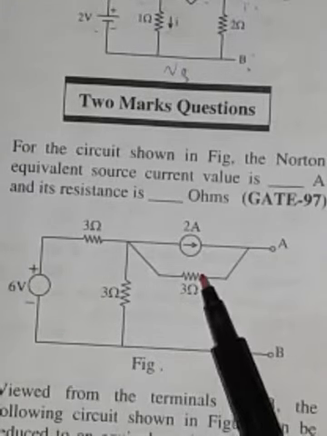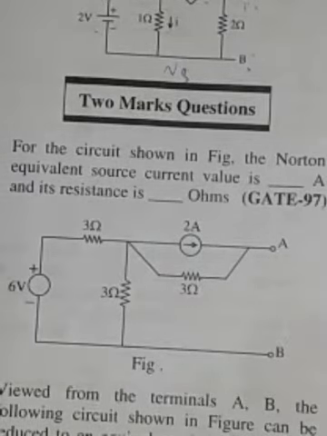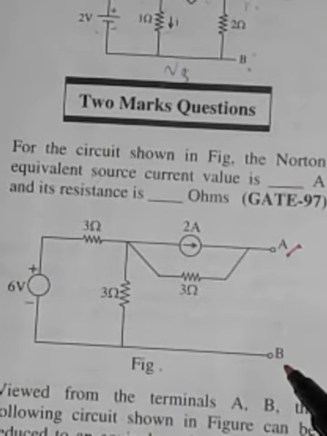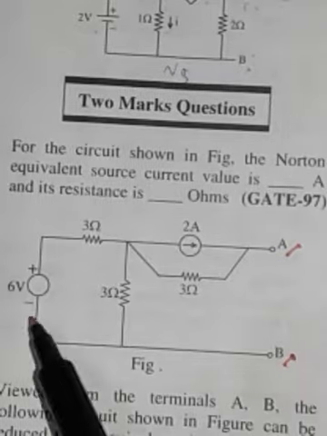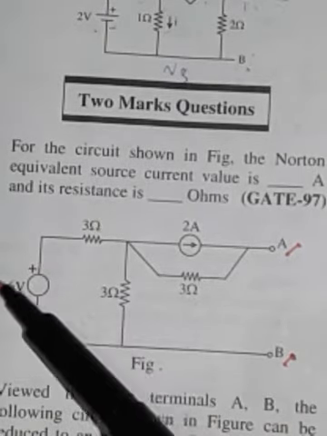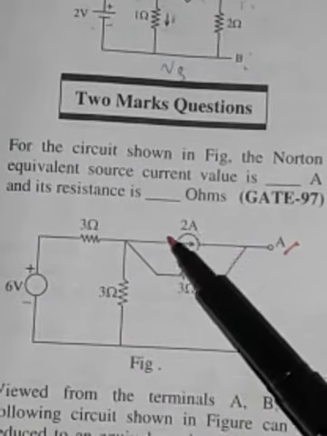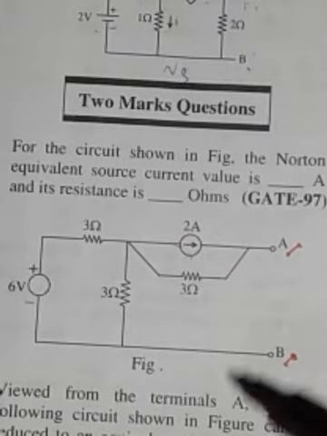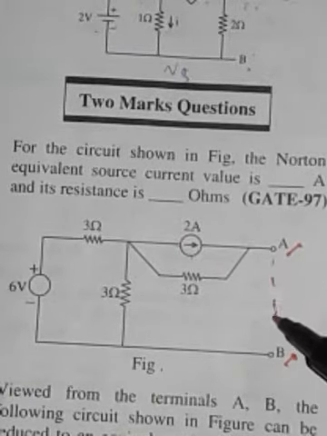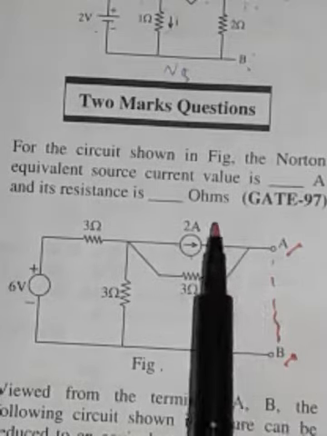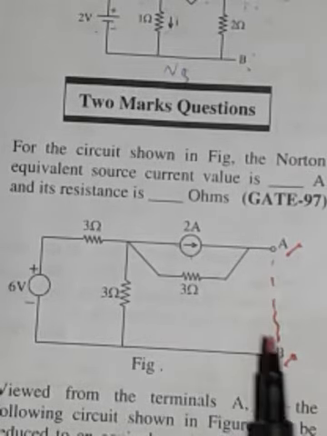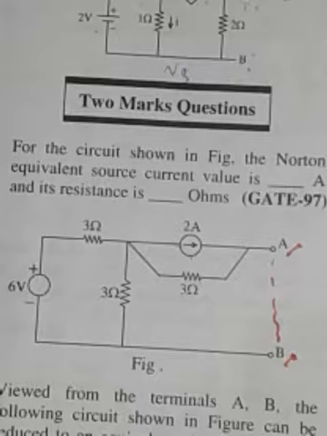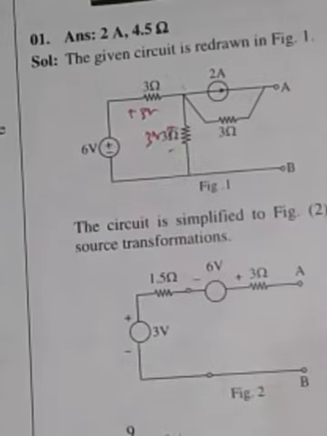They are asking to find the Norton equivalent across terminals A and B. One voltage source is given, one current source, and they are connected in parallel. They are telling to find out the Norton equivalent across this terminal. So let's see its solution.